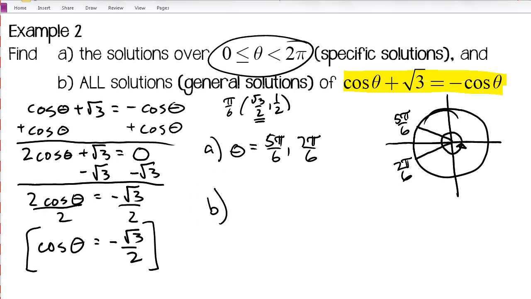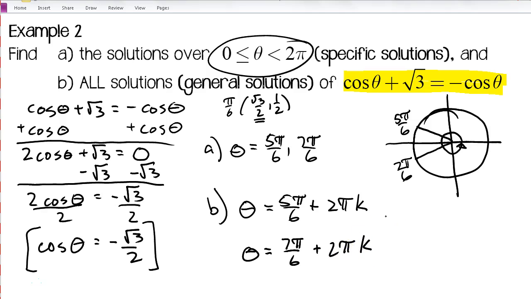So now if you haven't already tried to do your general solutions, you may want to pause the video and try and do those. So for my general solutions, I need to find all the spots as I go around the unit circle that correspond to 5 pi over 6. So that would be theta equals 5 pi over 6 plus 2 pi times k, and theta is going to be 7 pi over 6 plus 2 pi times k. And the second solution will give us all the times that we hit this spot on the unit circle where the x-coordinate is negative root 3 over 2. So we've got our specific solutions as we go through from 0 to 2 pi, and we've got our general solutions, which will give us every single solution on the curve.